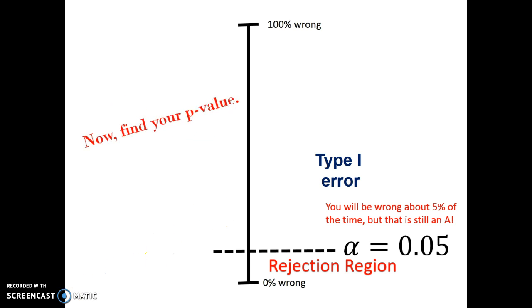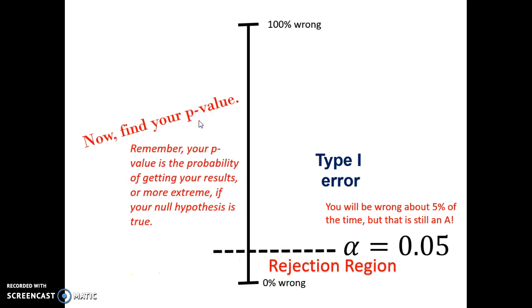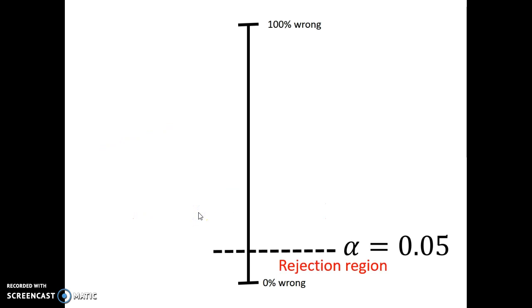So, you set up your alpha. You find your p-value, and then you see whether it's in your rejection region or not. Remember, your p-value is the probability of getting your results, or more extreme, if your null hypothesis is true. We call it a p-value because it's short for probability. Don't know why we couldn't call it the probability, but that's just what we do.